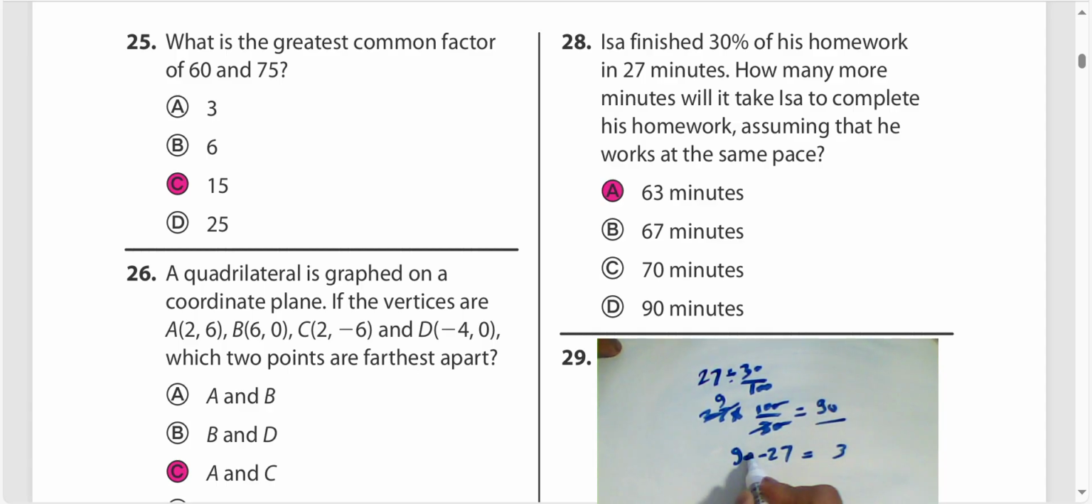10 minus 7 equals 3 and 8 minus 2 equals 6. Then the answer will be 63. He asked about how many more. We can find the difference between two numbers. The first was 27 minutes and the second was 90 minutes. The difference between them equals 63.